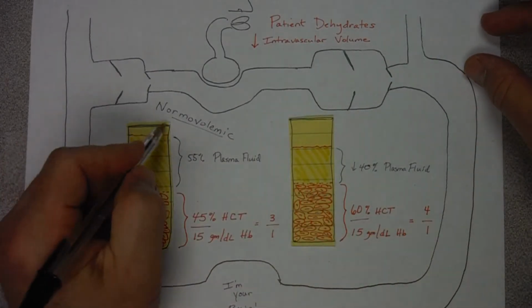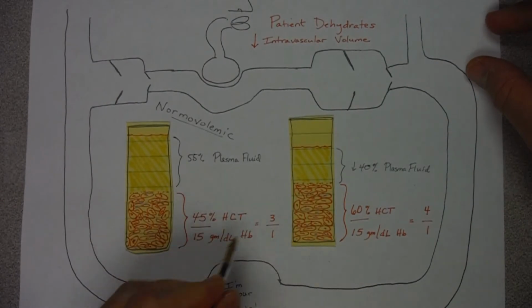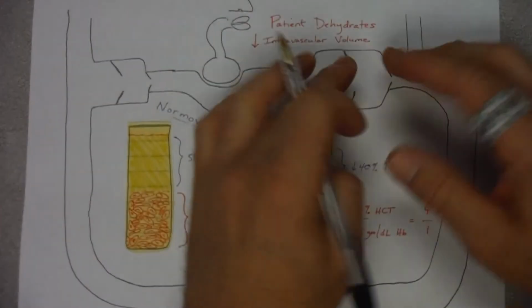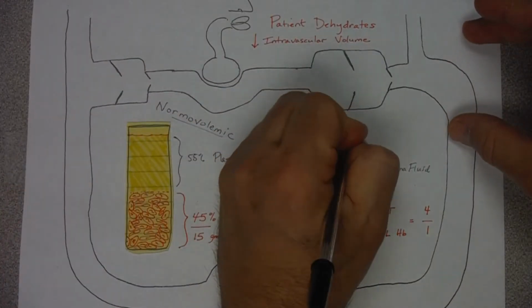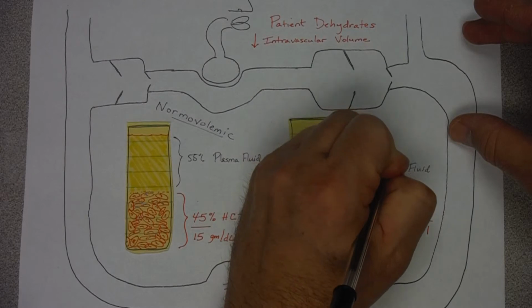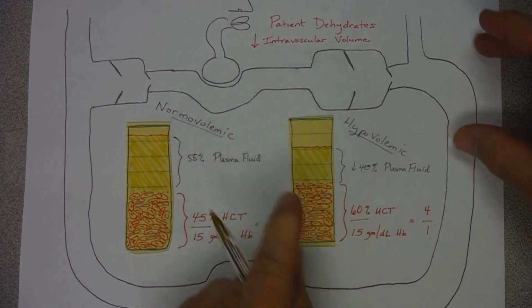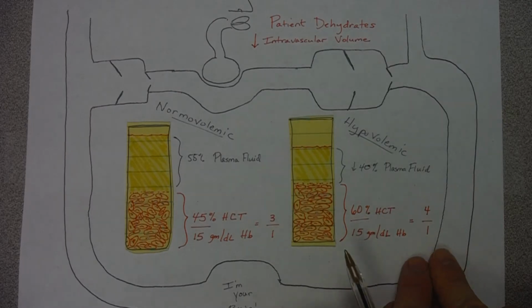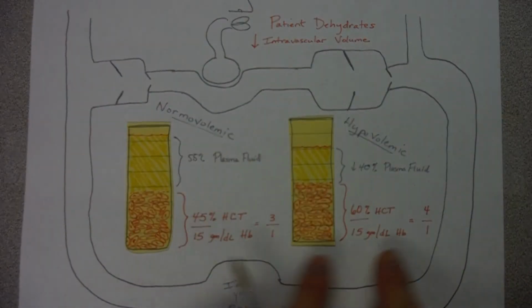So whereas a normovolemic patient will have a 3-to-1 ratio of hematocrit to hemoglobin, when a patient dehydrates, their intravascular volume decreases, they become hypovolemic. Write that in here. Hypovolemia shows that ratio increasing. So fluid volume down, ratio increases.